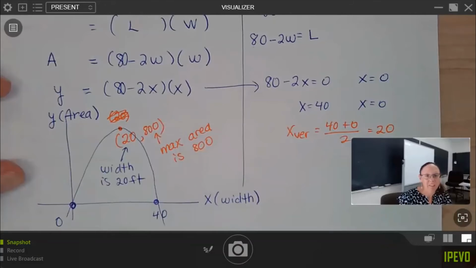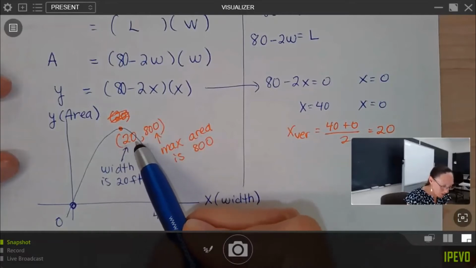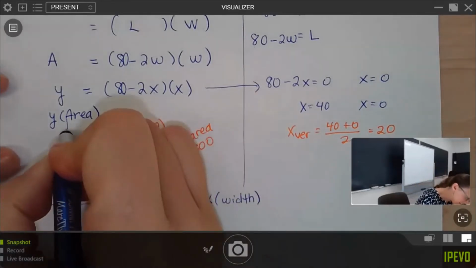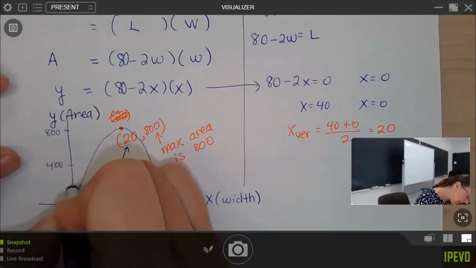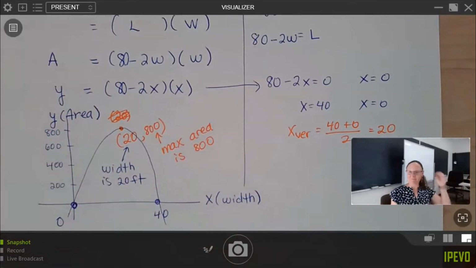Oh yeah, good point. My graph, guess what? It is to scale. You know why it's to scale? I didn't use graph paper. Because I didn't use graph paper, labeling this point 20, 800 defined what the scale of my graph is. Now it's not a 1-to-1 scale, but it actually is to scale. So if this is 800, that would make halfway here 400, and halfway there 200, and halfway there 600. So it is scaled. It's just not a 1-to-1 scale.